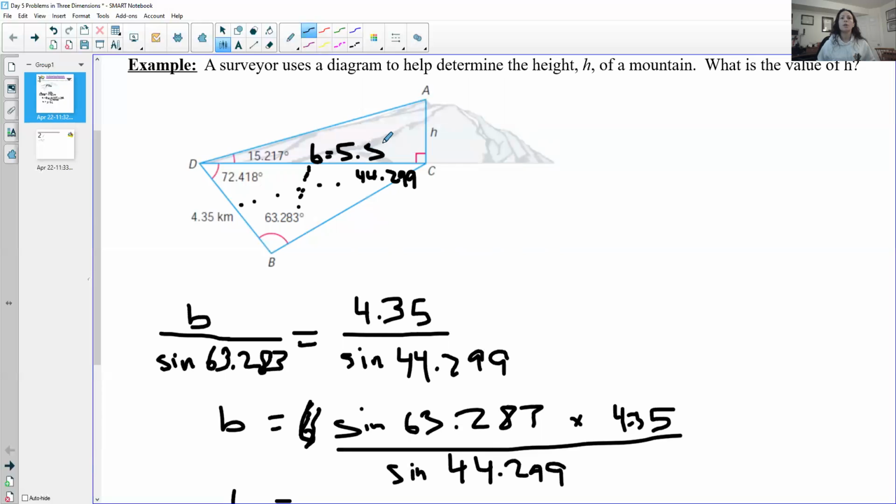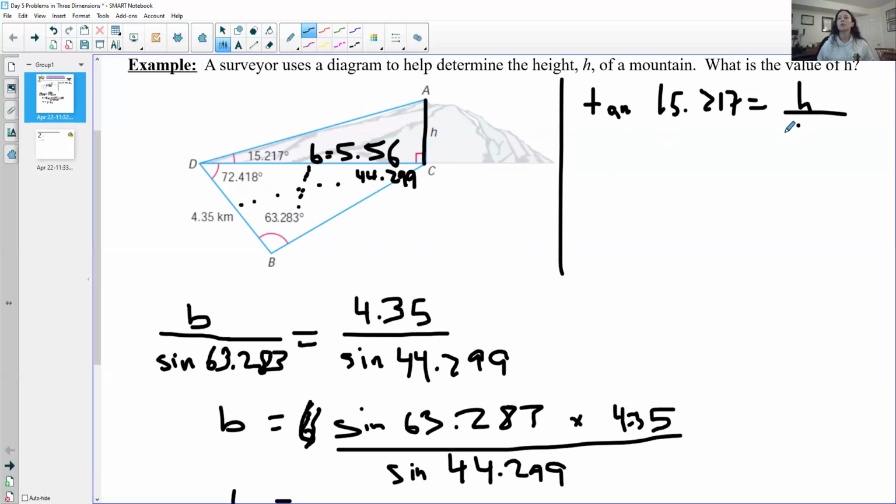Now we can use our basic trig ratios to figure out the height. If that's my angle in question, opposite over adjacent, we're going to be using our tan, and I know I should be working downwards, but I just want to show you here so you can see the diagram. So tan of 15.217 is going to be equal to h over 5.56.